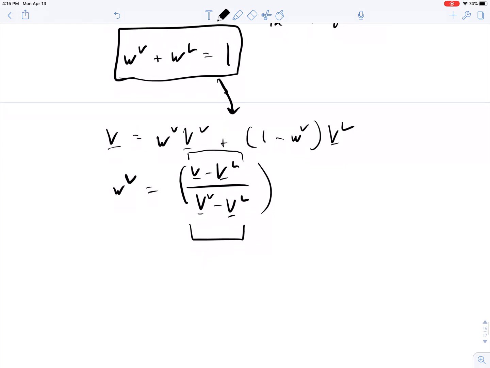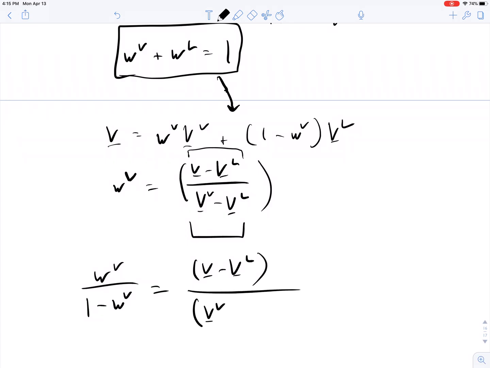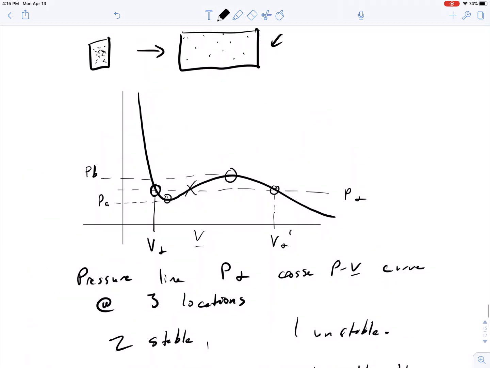So to do this, we can do one more thing, is instead of having to calculate both, we can rearrange this by a simple substitution. We can say WV over 1 minus WV is equal to V under bar minus V under bar L, all divided by V under bar V minus V under bar. And all you have to do is look at the graph to figure out how relatively large the distances are for those two quantities. So you go back to our graph here. Let's suppose our V is here. We'd be talking about measuring this distance here, measuring this distance here, and that's all you need to know to calculate the fractional distribution of your material in the two phases.